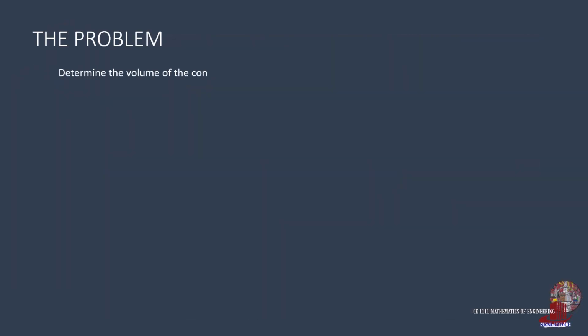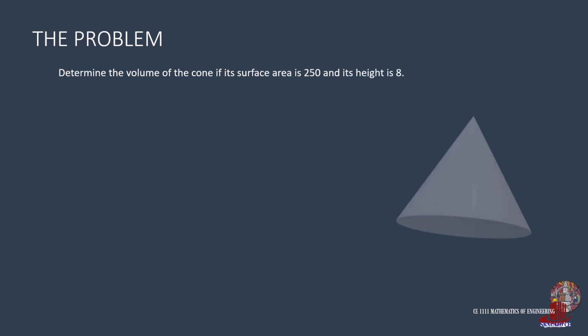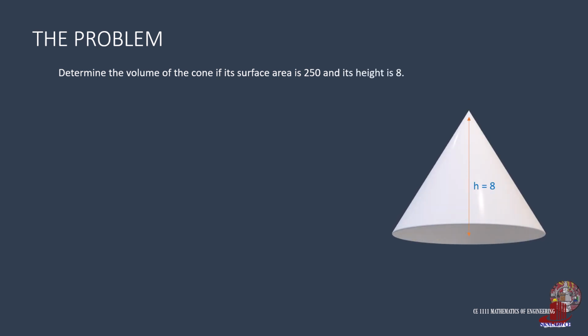The problem states that given the surface area of a cone to be 250, we are to determine its volume if the cone's height is 8 units. To interpret the given, we can note the surface area as 250 square units. By surface area, we mean taking the area of the base and the lateral area.